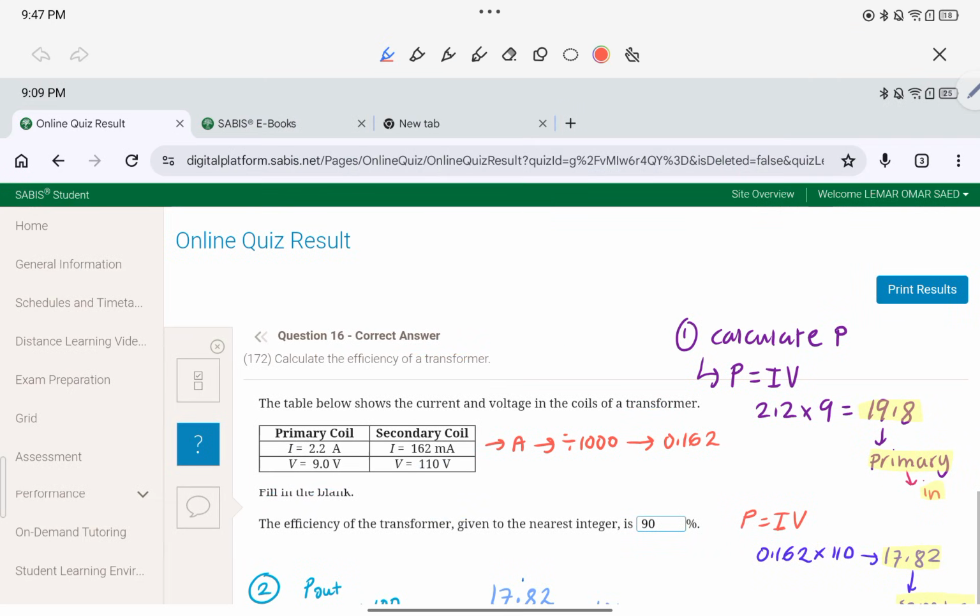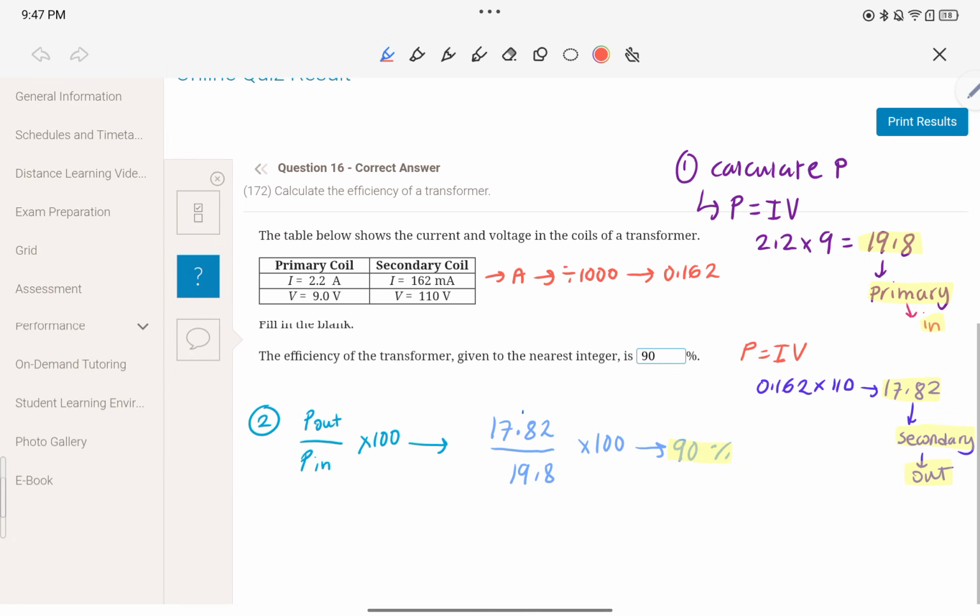Now, in question number 16, they kind of love that we don't take a rest. You guys have to solve for P, of course. They never give you anything given. They have to make you lose time in the exam on questions that shouldn't take time. But anyway, you have to calculate P for the input, which is the primary. They give you the primary is 2.2 and 9. You solve P equals IV. 2.2 times 9, you get 19.8.